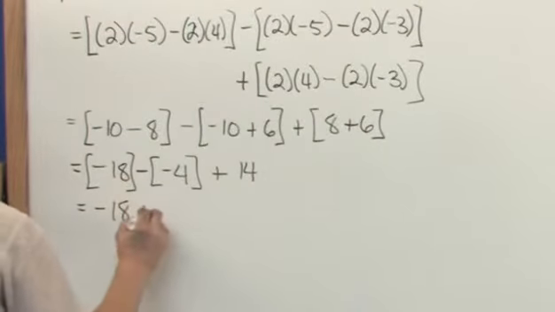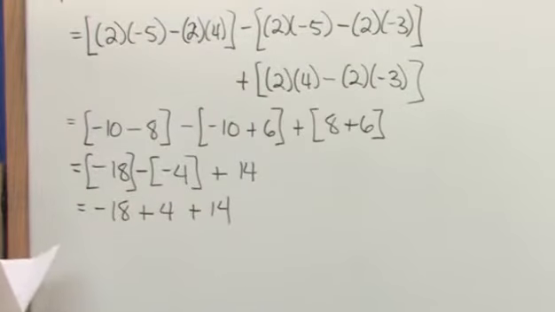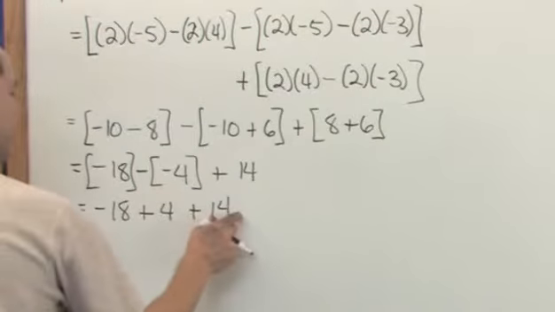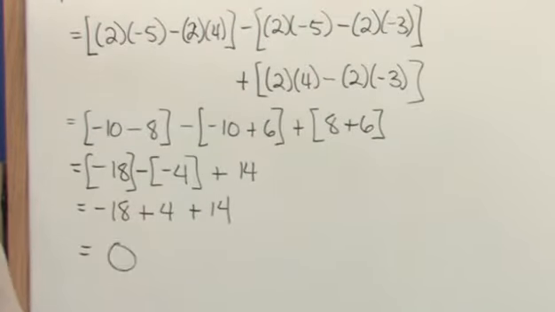Negative times negative gives you positive 4 plus 14. So you can see right away that the 4 plus the 14 is going to give you the 18. 18 plus negative 18 is just going to give you a 0. Okay? It's just going to give you a 0. And that's the actual determinant of this matrix is 0. Okay?